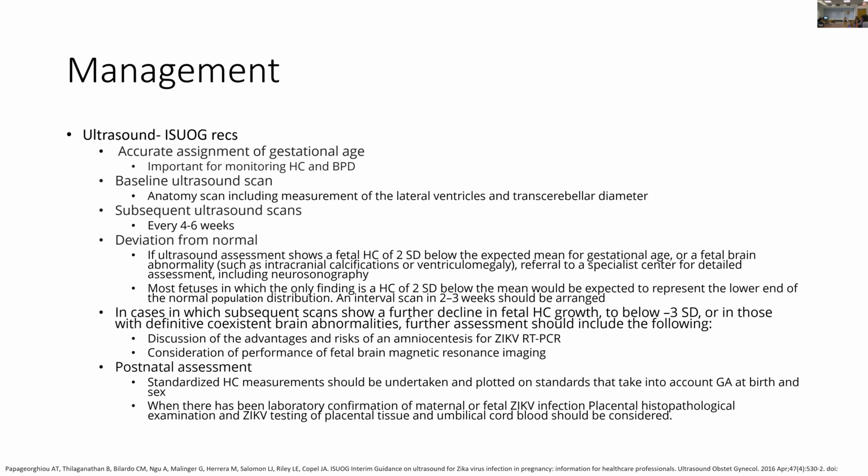Most of the individuals where the head circumference is 2 standard deviations below the mean would be expected to be normal, and so they recommend doing serial follow-up. In the cases where the head circumference is 3 standard deviations below the mean, or where there are extensive anomalies, they recommend considering an amniocentesis for Zika and an MRI. Then postnatally, they recommend standardized head circumference measurements and laboratory confirmation where possible from the placenta.